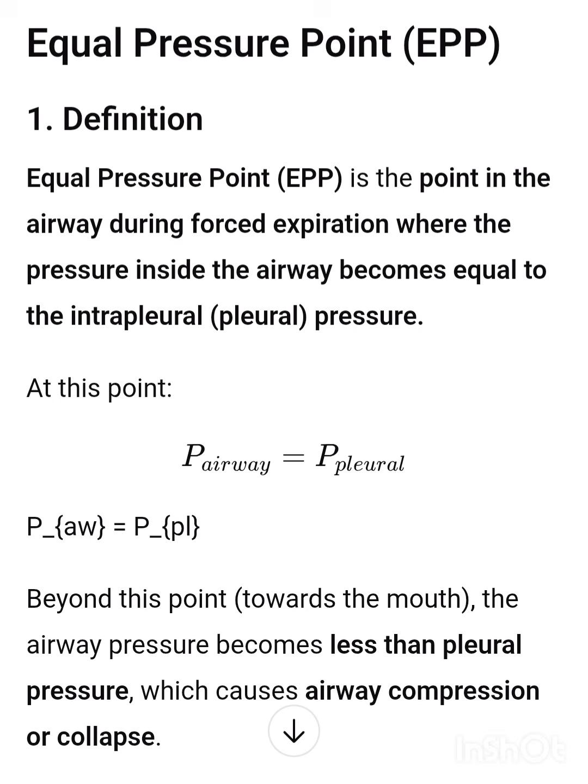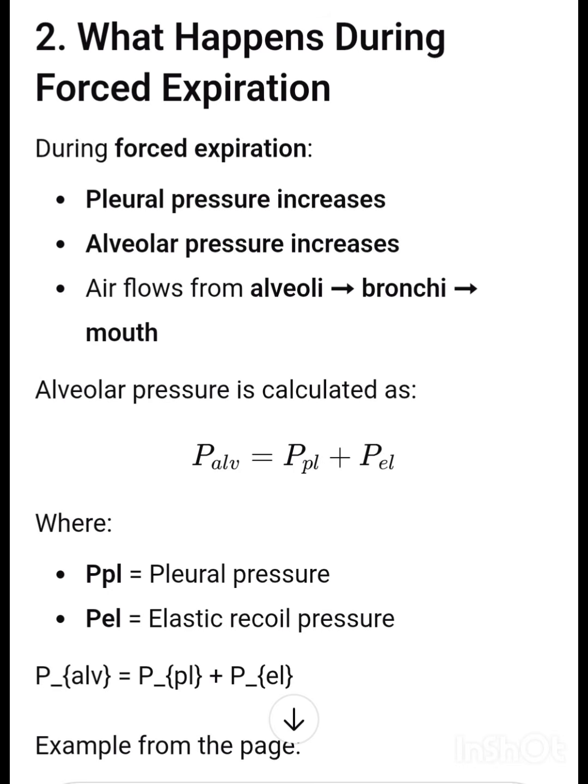This phenomenon mainly occurs during forced expiration, such as when we cough or blow air out forcefully. During forced expiration, the pleural pressure increases because the chest wall and respiratory muscles compress the lungs. At the same time, alveolar pressure also increases, which helps push air out of the lungs. The pressure inside the alveoli is determined by pleural pressure and the elastic recoil of the lungs. P sub alv equals P sub PL plus P sub EL.